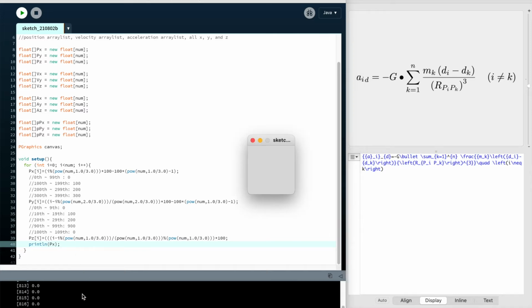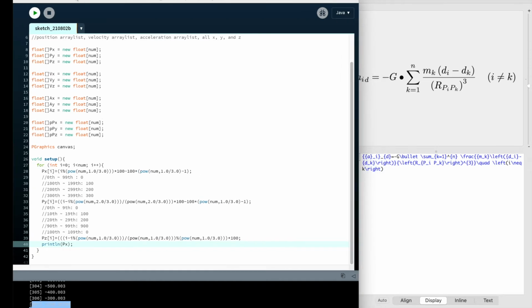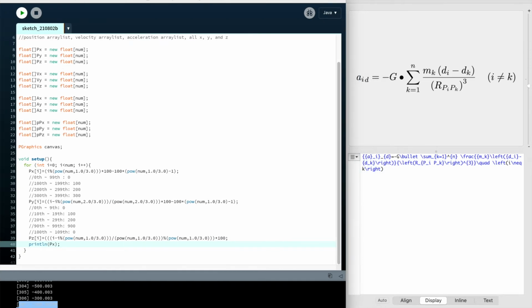Okay. That seems like it's working, but that's very confusing. Did it work? Wait, it's lagging. Wait.